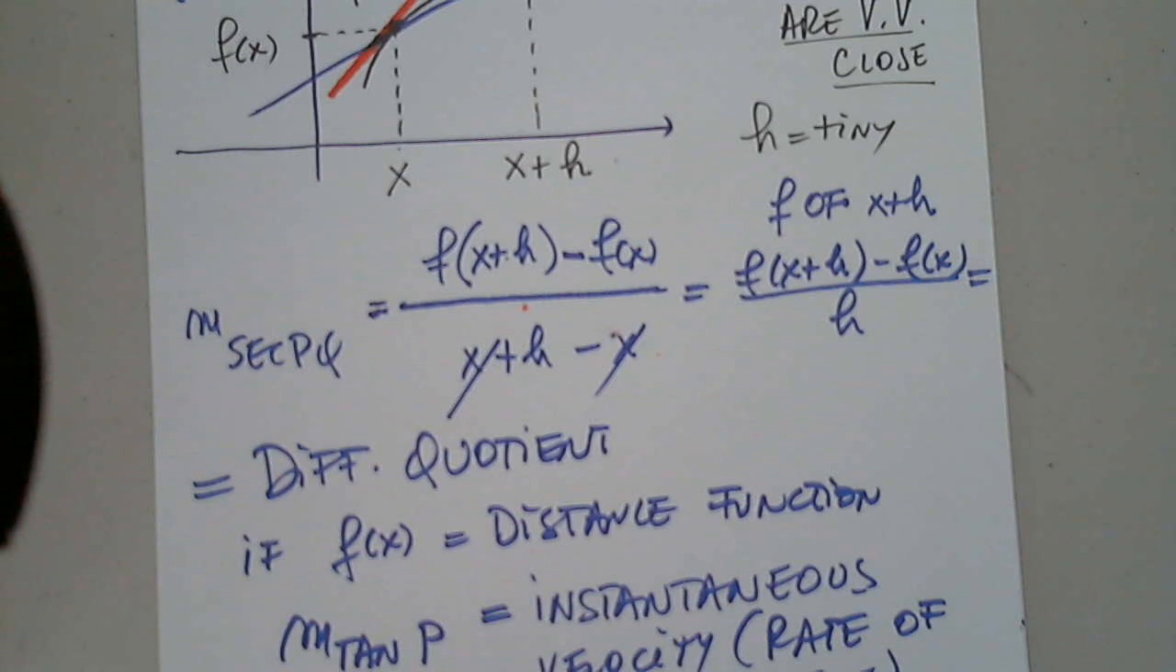Wait, so you're saying it's basically the speed at that current moment? Current moment, instantaneous speed, yes. Exactly. It's not the average speed over a span of a distance. It's the instantaneous velocity at that moment. That's why it's called instantaneous.